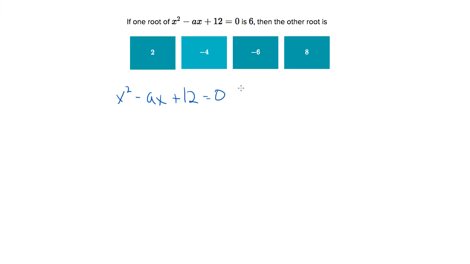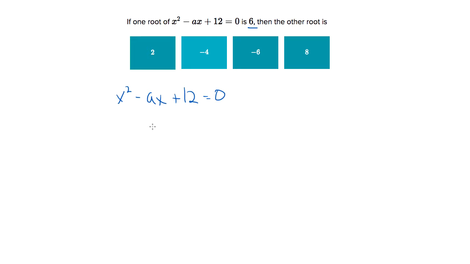Now a root is just a number that you can plug in for x. It's a little more than that, but basically it just means the number you can plug in for x to make this equation true when it's set equal to 0. So that means we can plug 6 in for x, and that will allow us to solve for a. We need to solve for a if we're going to try to find the other root.